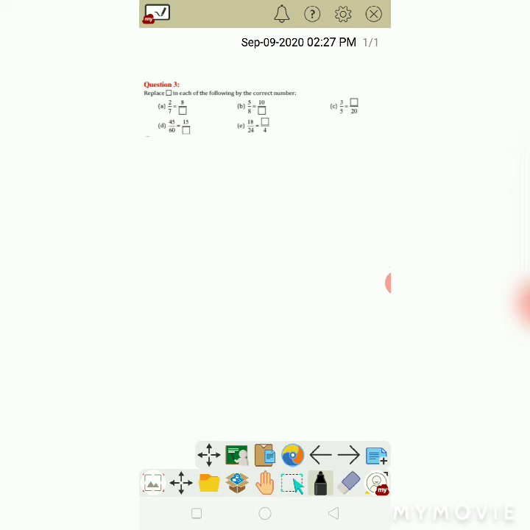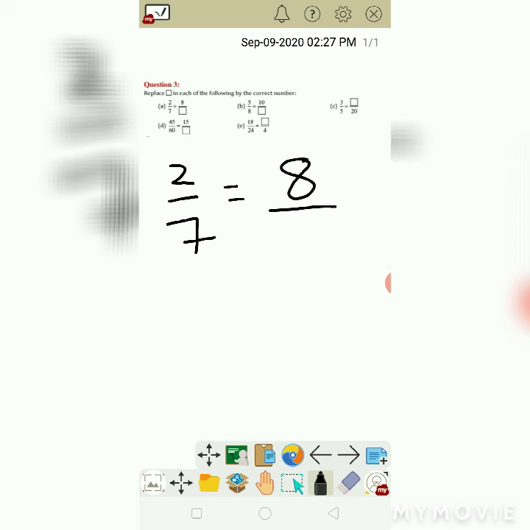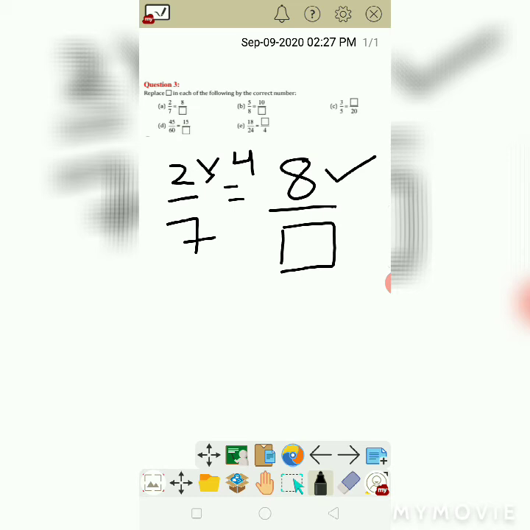A part is 2/7 is equals to 8 upon box. This is given to you. Now just see by which number we should multiply 2 so that we get 8 as answer. So we'll multiply it with 4. So 2 into 4 is 8. So similarly we'll multiply 7 with 4, and what we will get? 7 4s are 28. So the answer will be 28, right? So 8 upon 28.